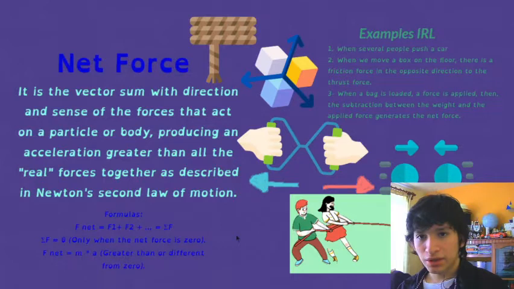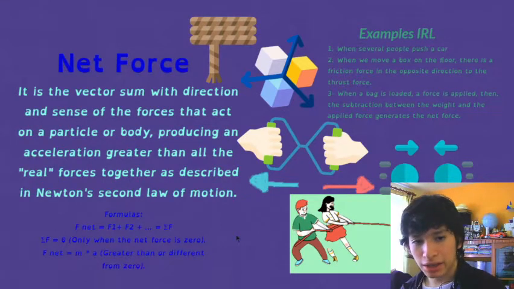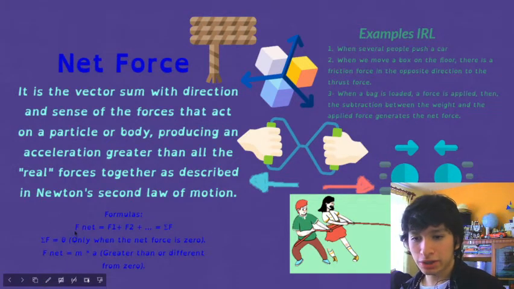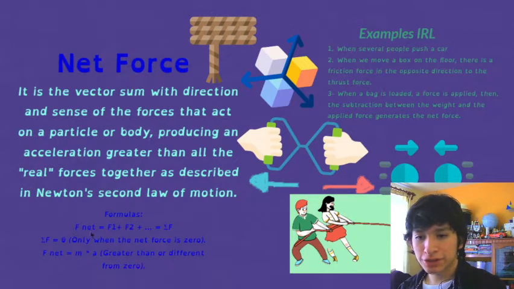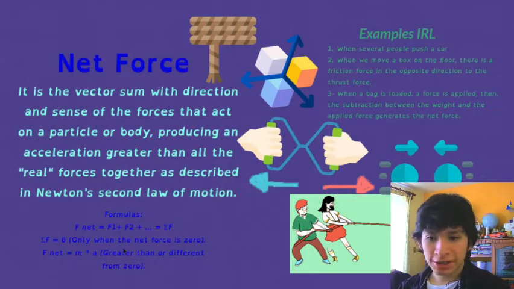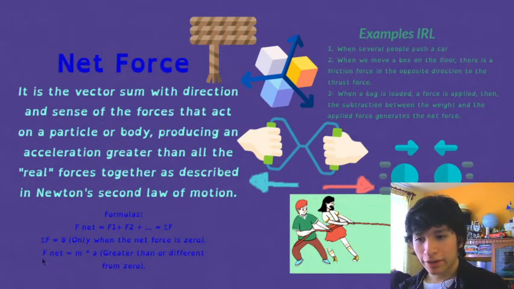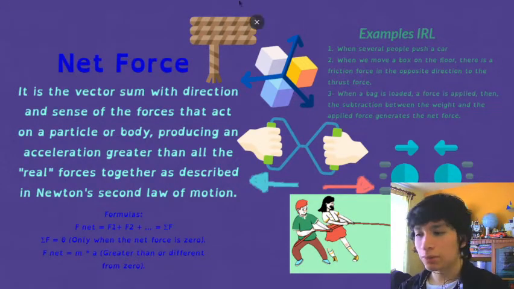The formulas. In net force we have three formulas, each one representing a specific case. The first one means force net equals the sum of all the forces. The second one only applies when the net force is zero and the object is at rest. And the third one, force net equals mass multiplied by acceleration, which is possible if the force is greater than or different from zero.